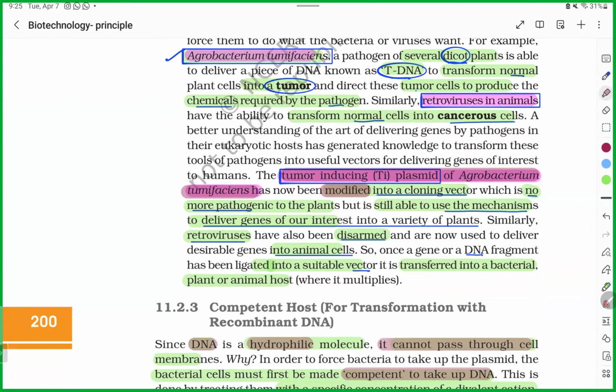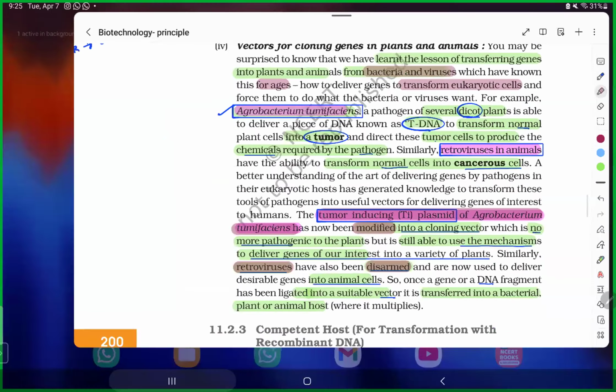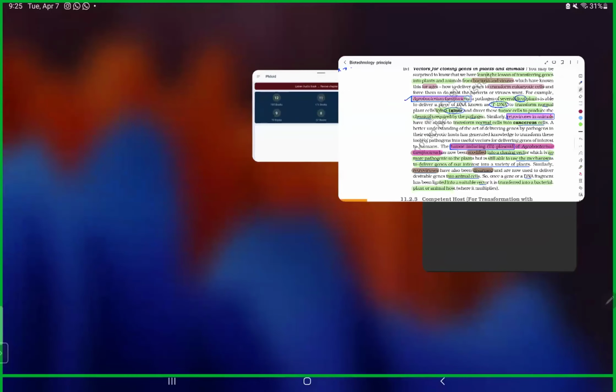Still we can deliver our gene. Same thing we can do in the case of retrovirus. We can disarm the retrovirus and transfer it into the animal cell. So for plant cells we can use Agrobacterium tumefaciens. For animal cells we can use retrovirus. Correct? The question was very easy, but this topic revision was crucial.